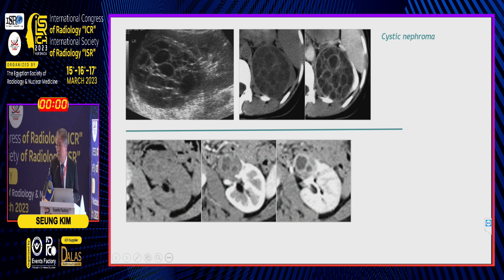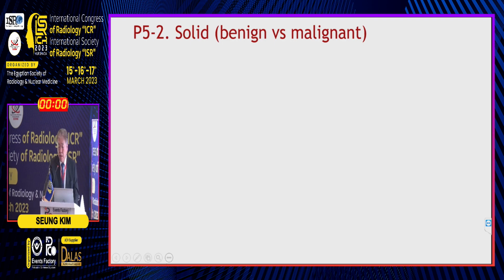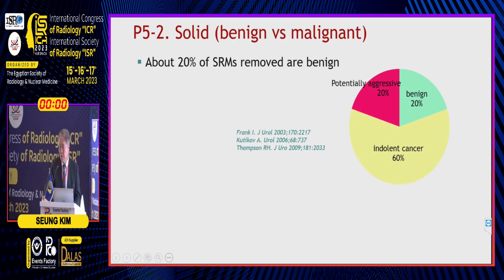It's also called multilocular cystic nephroma. The second one was mixed epithelial and stromal tumor. So when you see this kind of multilocular cystic mass with thick, smooth septa, think about those two benign categories. I'd say septal irregularity is much more important than septal thickness in distinguishing benign from malignant in this multilocular cystic mass. Now, think about the solid mass differentiation between benign and malignant.